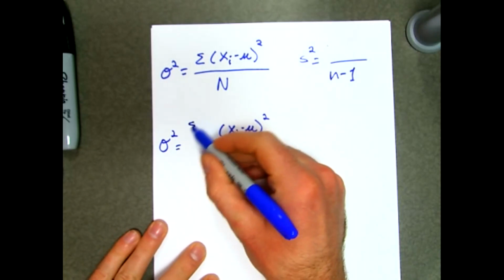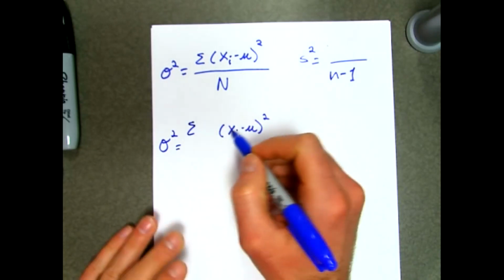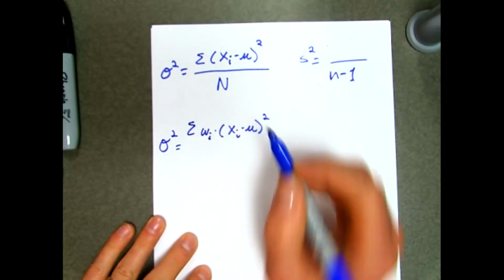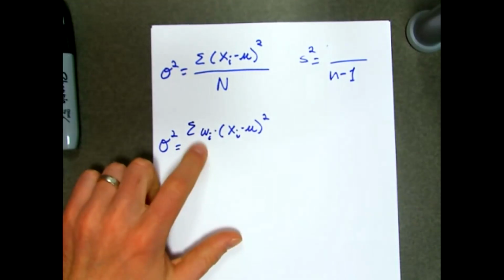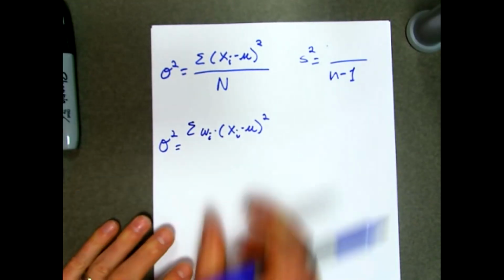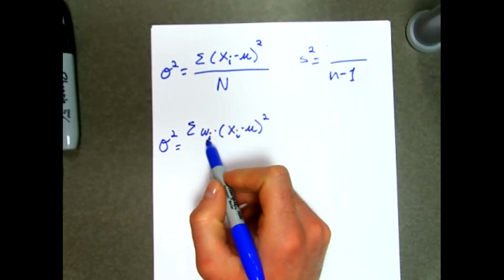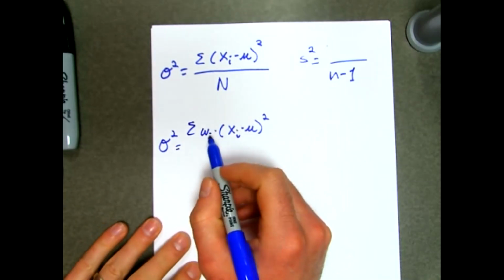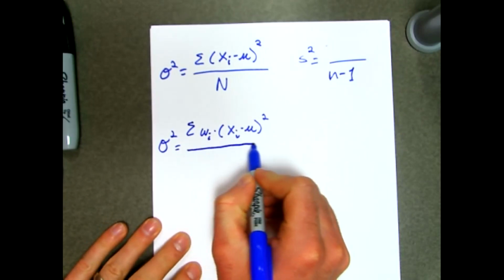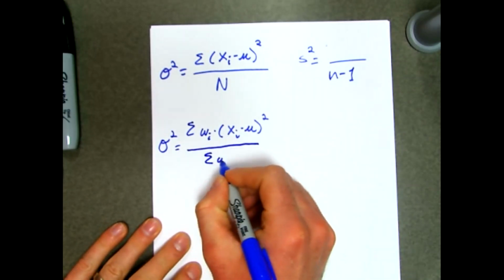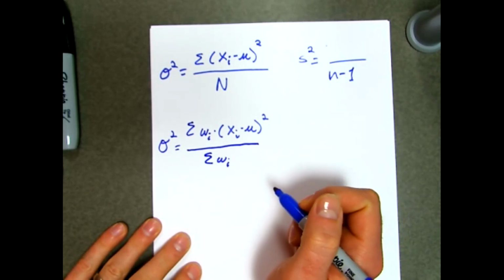However, we know that each deviation from the mean from each group represents a different number of people. So we'll multiply it by the weight. We'll take each group's deviation from the mean squared, but now we'll have one more step, which is to multiply it by the weight for that group as well. And then, just like the mean, we'll divide by the sum of our weights here.